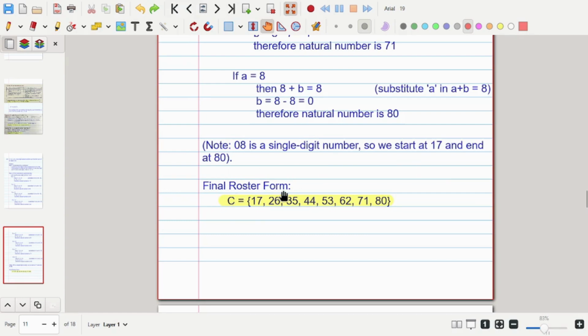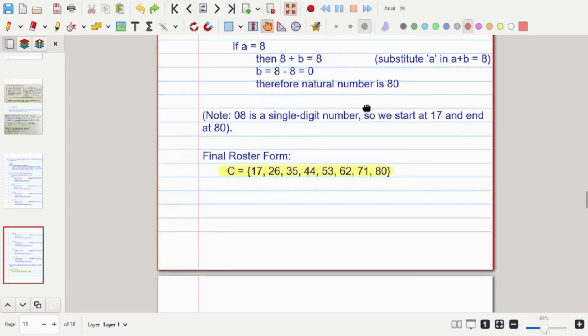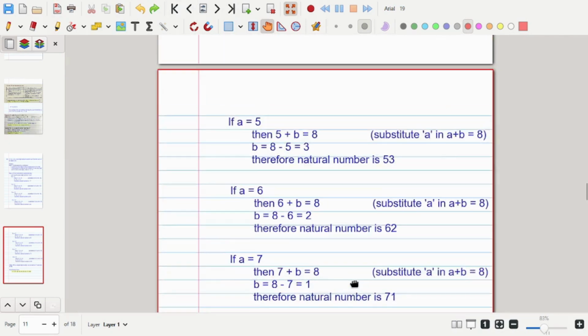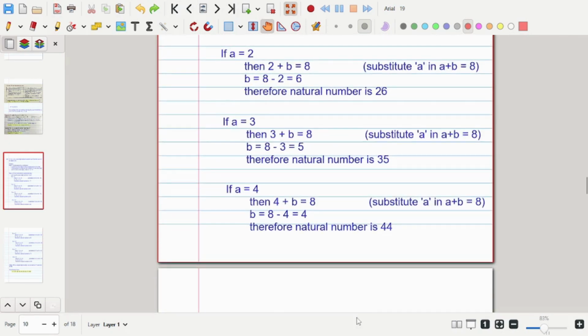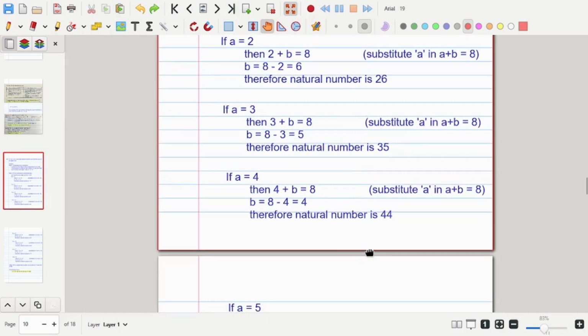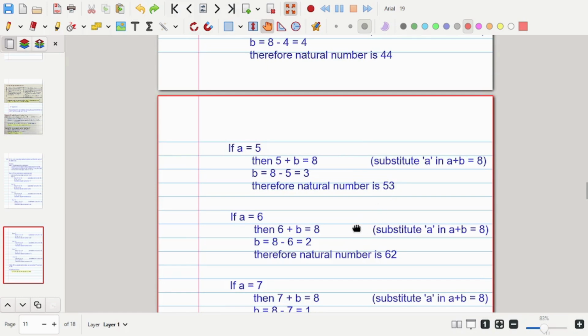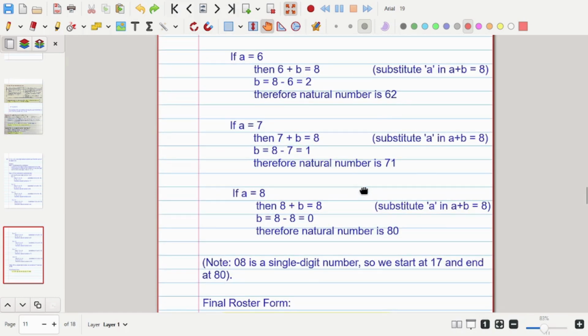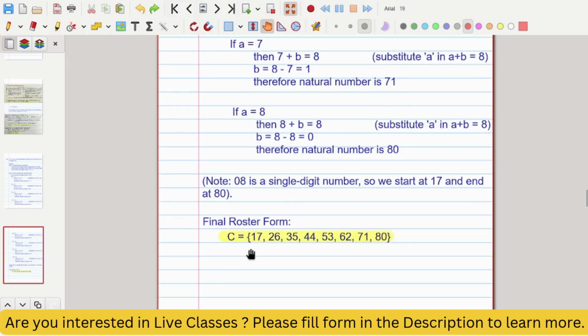Therefore, for the final roster form, collect all the numbers. That means 17, 26, 35, 44, 53, 62, 71 and 80. So here is our final roster form: C is the set of 17, 26, 35, 44, 53, 62, 71 and 80.